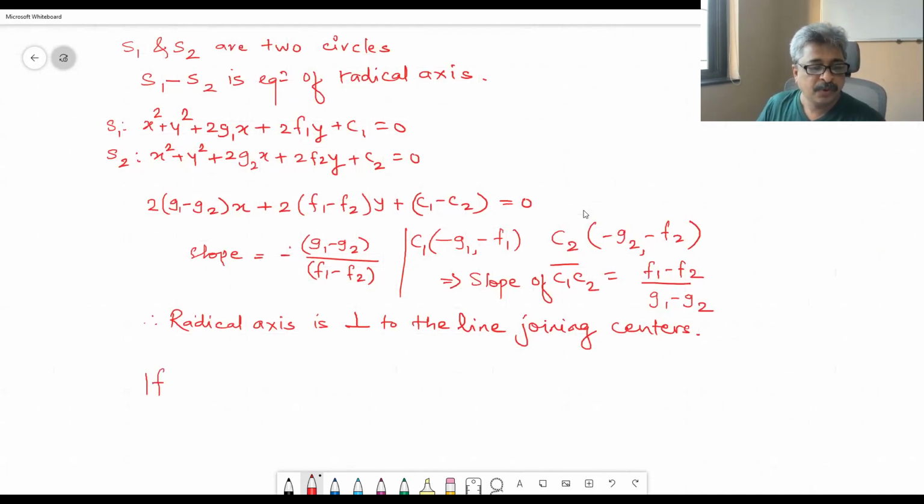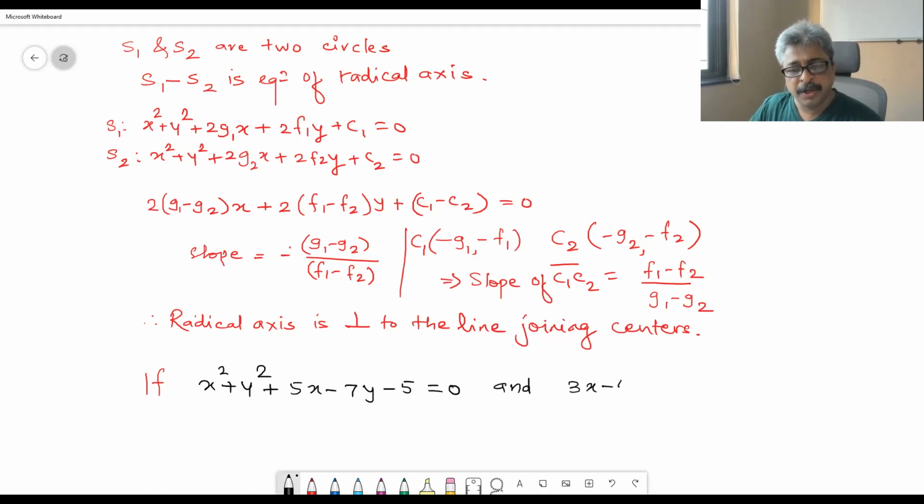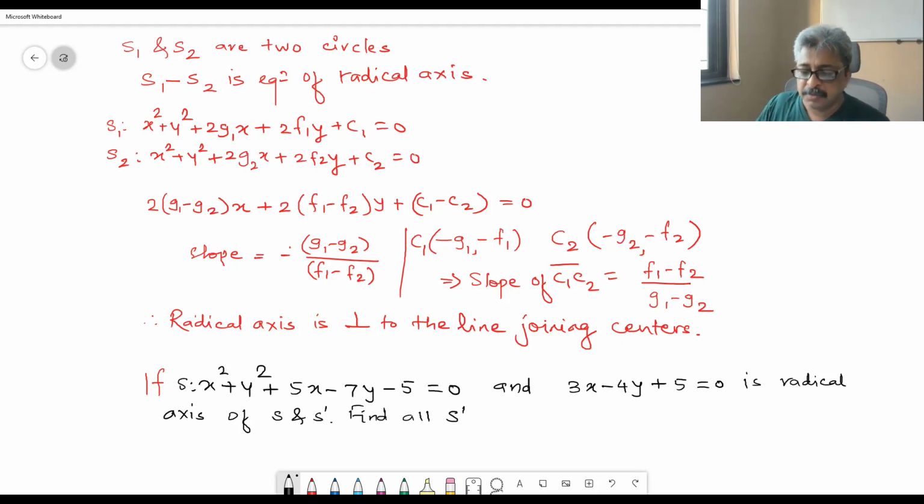If S: x square plus y square plus 5x minus 7y minus 5 is equal to 0 is a circle, and 3x minus 4y plus 5 is equal to 0 is the radical axis of circle S and S dash, find all S dash. Simple problem.